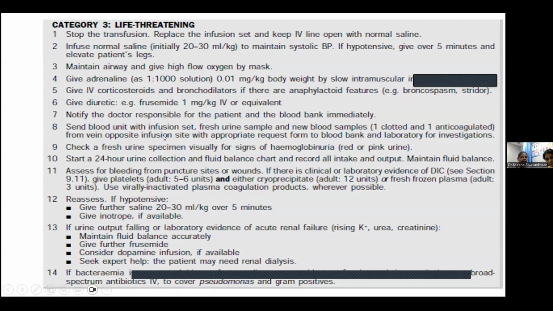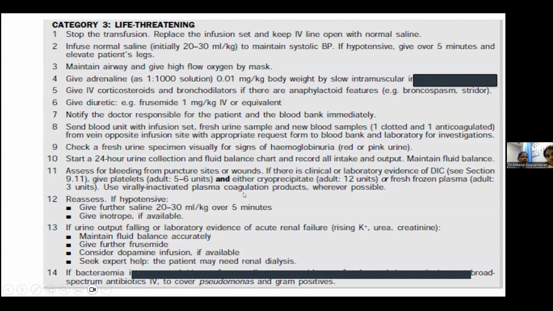As previously said, one clotted and one anticoagulated sample from vein, and with appropriate request form. Check fresh urine specimen visually for signs of hemoglobinuria. Start a 24-hour urine collection and fluid balance chart and record all intake and output. Maintain fluid balance. Assess for bleeding from puncture sites or wounds. If there is clinical or laboratory evidence of disseminated intravascular coagulopathy, give platelets, either cryoprecipitate or fresh frozen plasma.